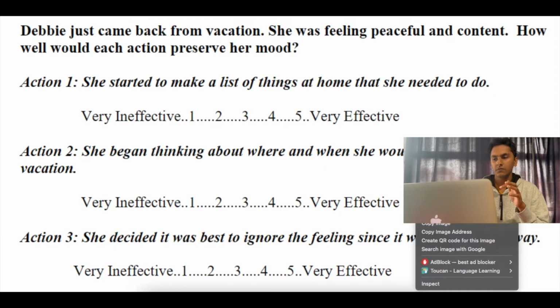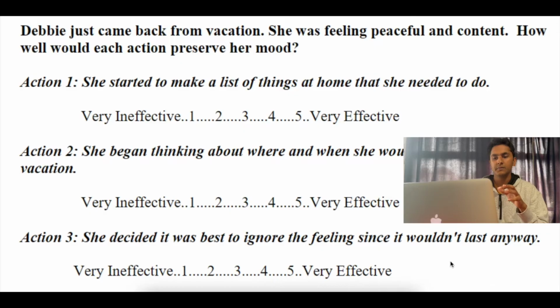So action 3: she decided it was best to ignore this feeling since it wouldn't last anyway. Let me read that again. Action 3: she decided it was best to ignore the feeling since it wouldn't last anyway. So in this one, she's just going to brush off her peacefulness and contentness and not really think about what she's just been through. I would say this isn't very effective because she's actively removing the mood that she's already in. So this would be a very ineffective way.